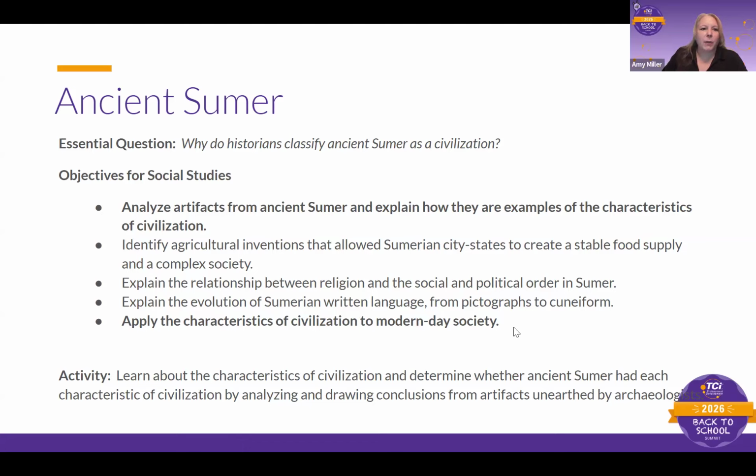We have some objectives for social studies here, but you're also going to see a lot of ELA things in here too, like explaining and identifying and justification. They're going to learn about the characteristics of civilization and determine whether ancient Sumer had each characteristic of civilization by analyzing and drawing conclusions from artifacts unearthed by archaeology.